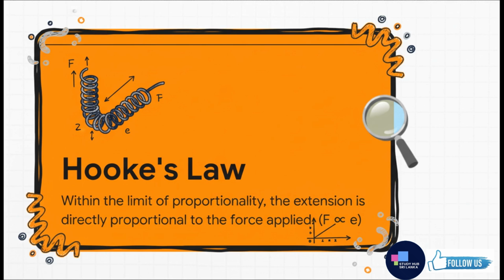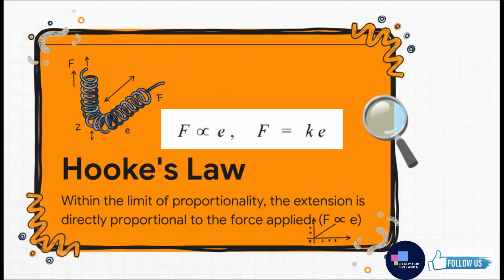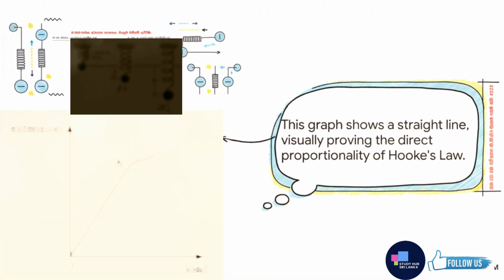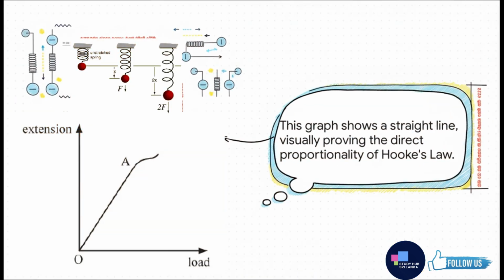And this is it, Hooke's law. What it says is that as long as you don't stretch something too much, that's the within the limit of proportionality part, the force you apply is directly proportional to the extension you get. In other words, if you double the force, you're going to get double the stretch. Triple the force, you get triple the stretch. It's a really clean, predictable relationship. And this graph is the perfect picture of Hooke's law.